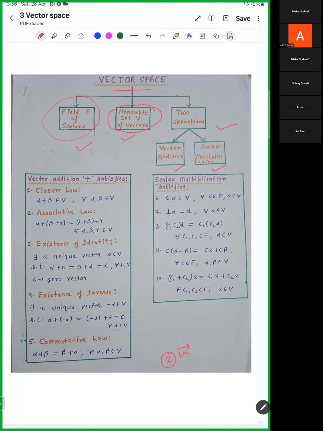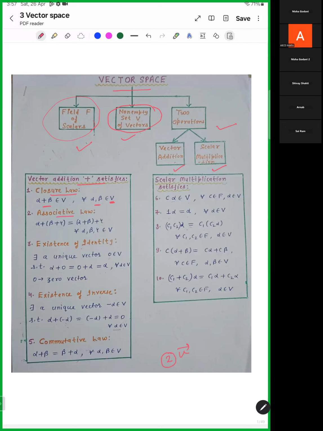For vector addition, here plus is the addition sign. What properties will it satisfy? The first property is the closure law. Closure law means if you take two elements of the vector space V, then the addition of these two will be a vector: alpha plus beta will also belong to V. Then another property is the associative law.